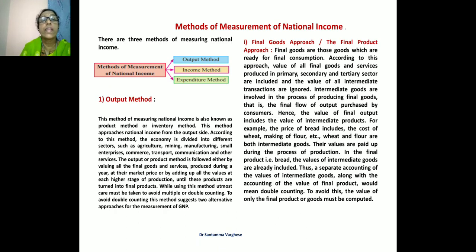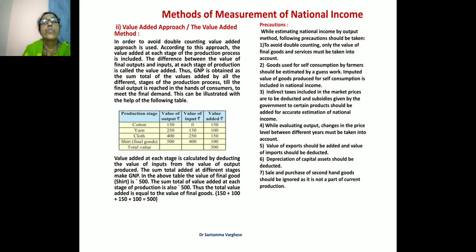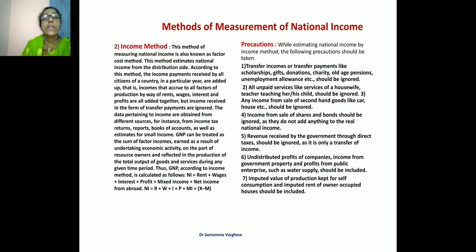In that we know that there are three methods, that is output method, income method and expenditure method. In the output method, we studied the final good approach method in the last video, and the value added approach. Today we are going to discuss the income method. In this method of measuring national income, it is also called the factor cost method. This method estimates the national income from the distribution side.